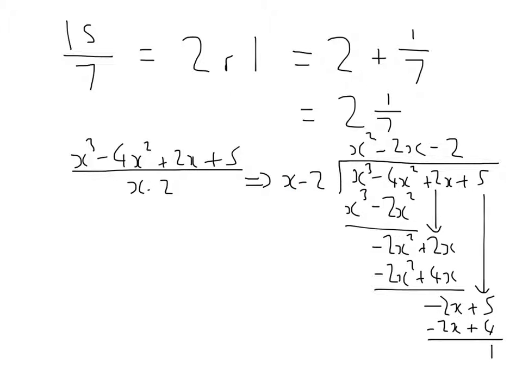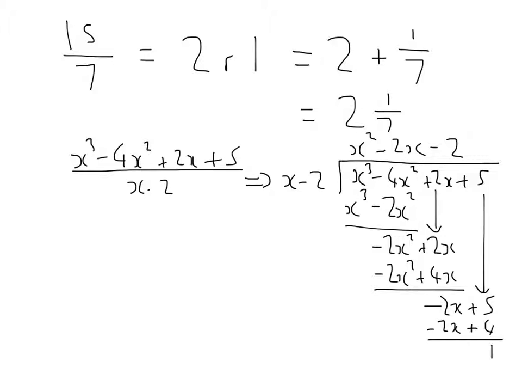I've finished this division. Now I just need to interpret my answer and write it in this format that we spoke about up here. So I was trying to work out how many times x minus 2 went into this expression here, and this is my answer. This is how many times it goes in, but there is a bit left over, there is a remainder. So let's write it in this format here.